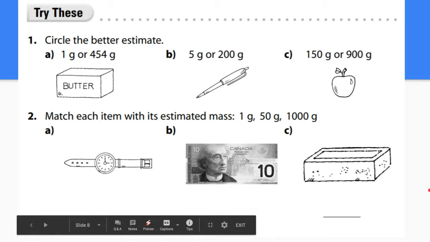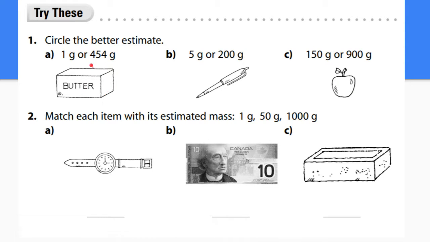So circle the better estimate. So butter, would that be 1 gram or 454 grams? Butter's not very light. It's a lot heavier than a paper clip. So I would say 454 is more likely. Over here we have a pen. Beautiful pen. 5 grams or 200 grams? Pens are not very heavy. So I would say a pen's closer to 5 grams. Some pens are really light.